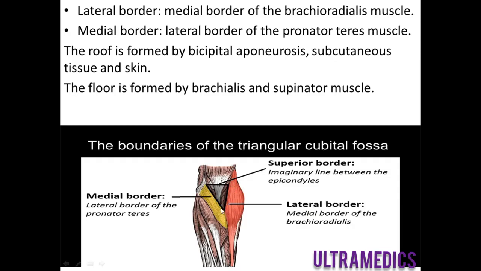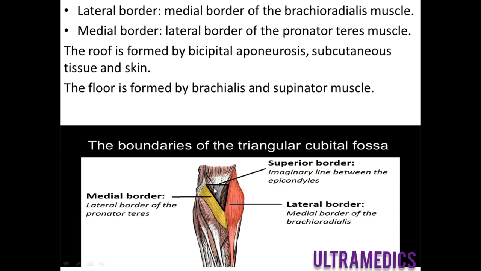The medial border of the cubital fossa, as we can see here, is formed by the pronator teres muscle. It's formed by the lateral border of the pronator teres muscle. So these three borders are the borders of the cubital fossa: the superior border, the lateral border, and the medial border.